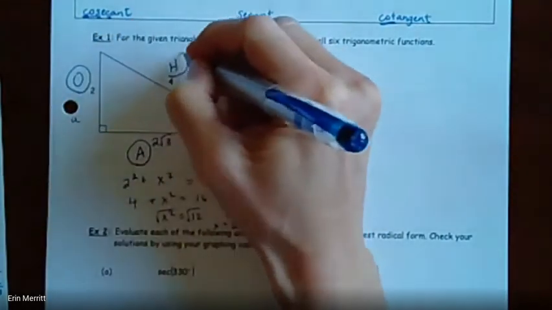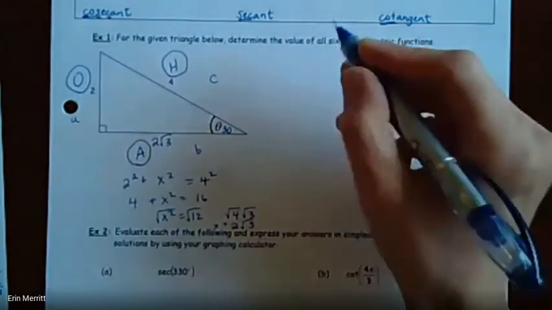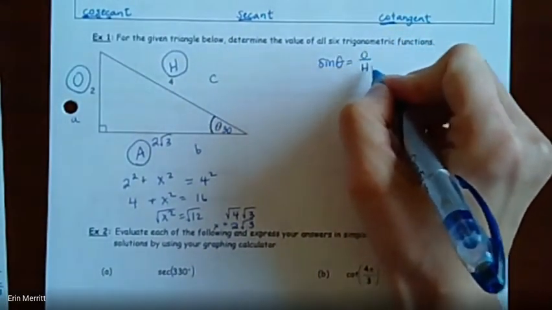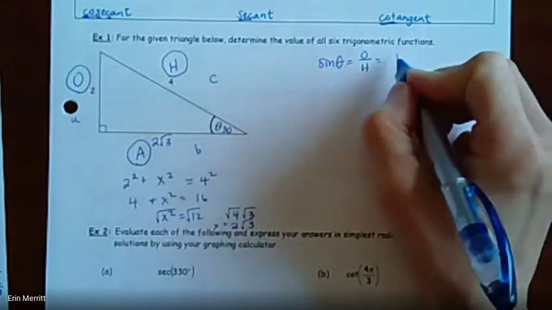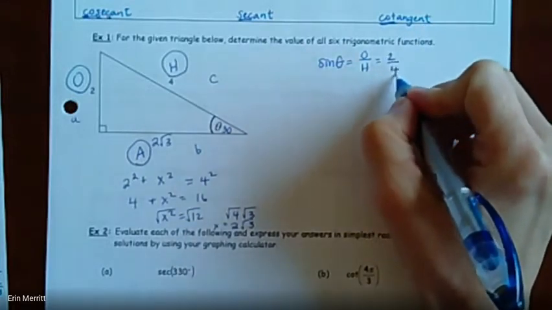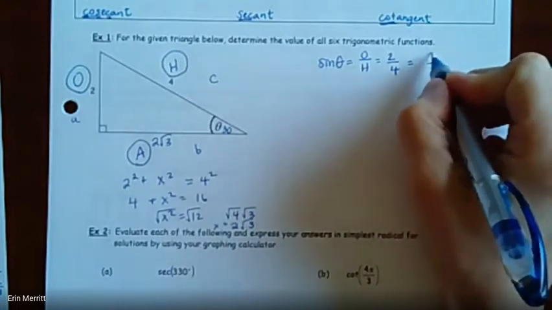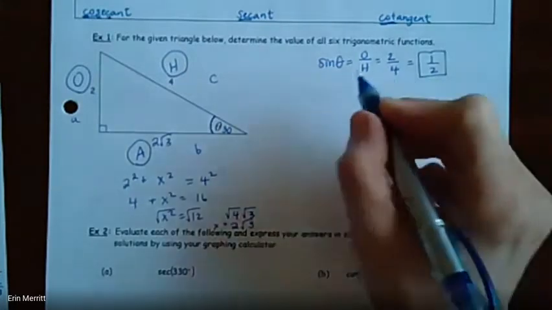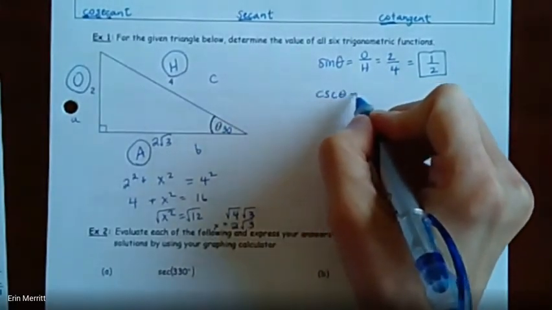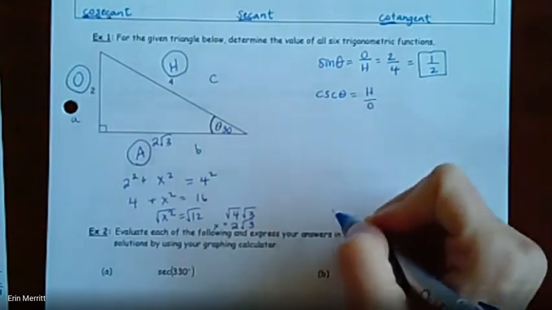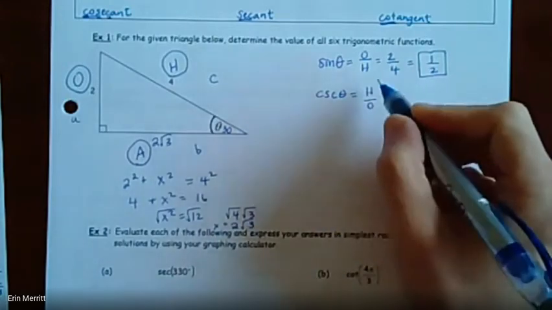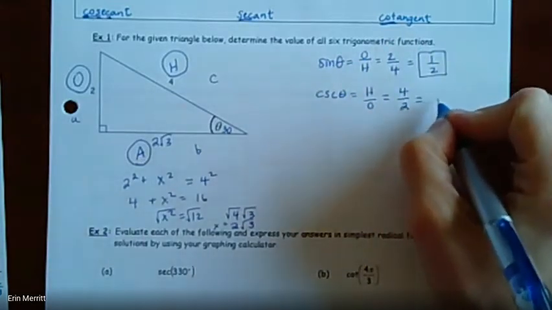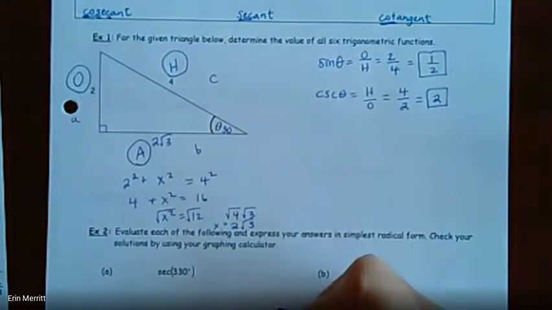Opposite, adjacent, hypotenuse. So when I ask you to do the sine of theta, we know that's O over H. So that's going to be 2 over 4, which we can reduce to 1/2. If you do its reciprocal, that would be cosecant of theta. That would be H over O. It's the only time you get to say it's the ho in math. All right, keep that in mind. That would be 4 over 2. So that's actually going to come out to be 2.